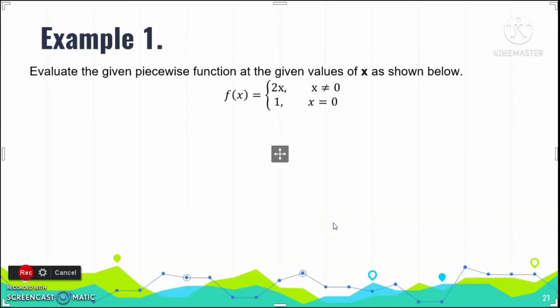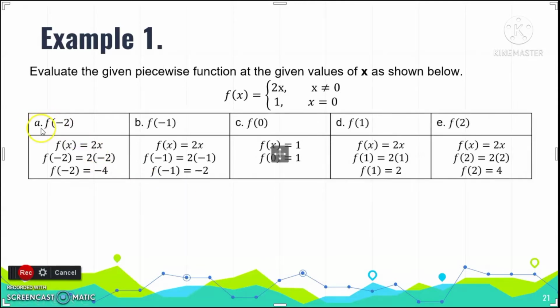Example number 1. Evaluate the given piecewise function at the given values of x as shown below. We have f of x is equal to 2x for x not equal to 0. We also have f of x is equal to 1 if x is equal to 0. We're asked to find f of -2, -1, 0, 1, and 2. So let us check whether each belongs to the given function 2x or 1.